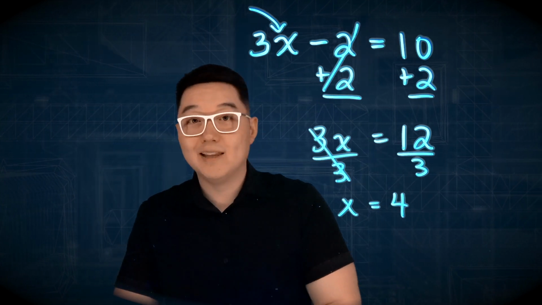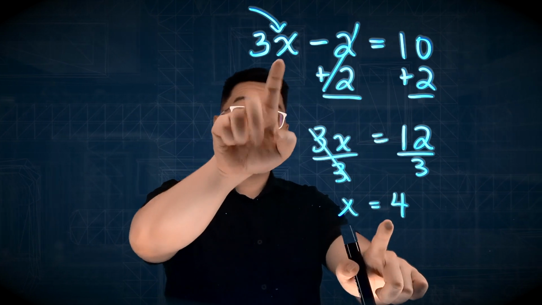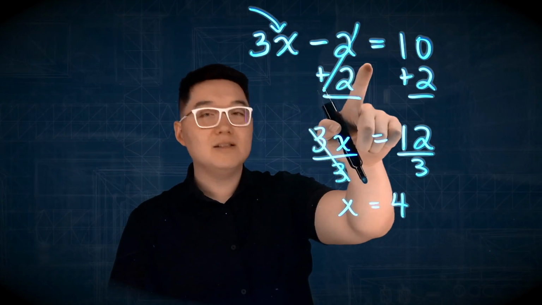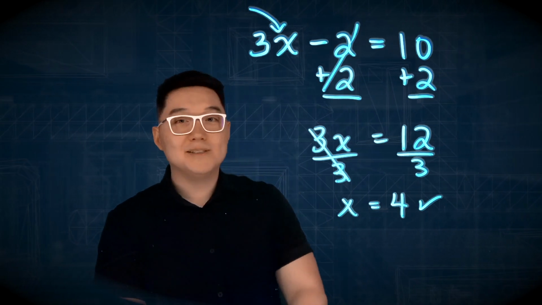So let's double check that the answer must be 4. 3 times 4 is in fact 12. But 12 minus 2 is also 10. So the answer x equals 4 checks out.